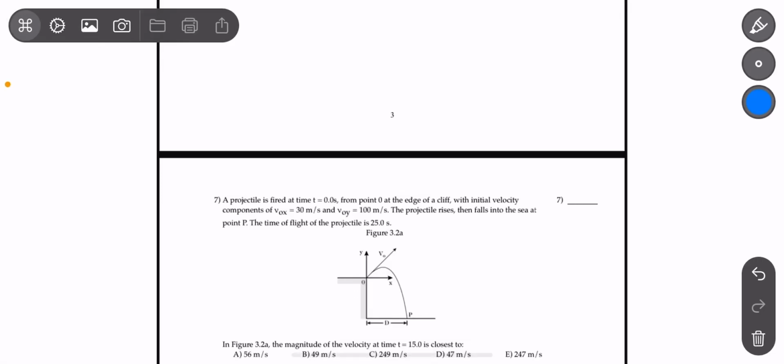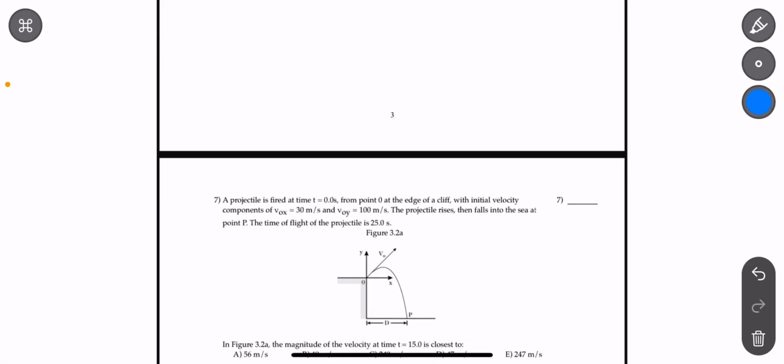So for this problem, we're looking at a projectile fired at time t = 0.0 seconds from point O at the edge of a cliff with initial velocity components of Vx = 30 meters per second and Vy = 100 meters per second. The projectile rises and then falls into the sea at point P. The time of flight of the projectile is 25 seconds.